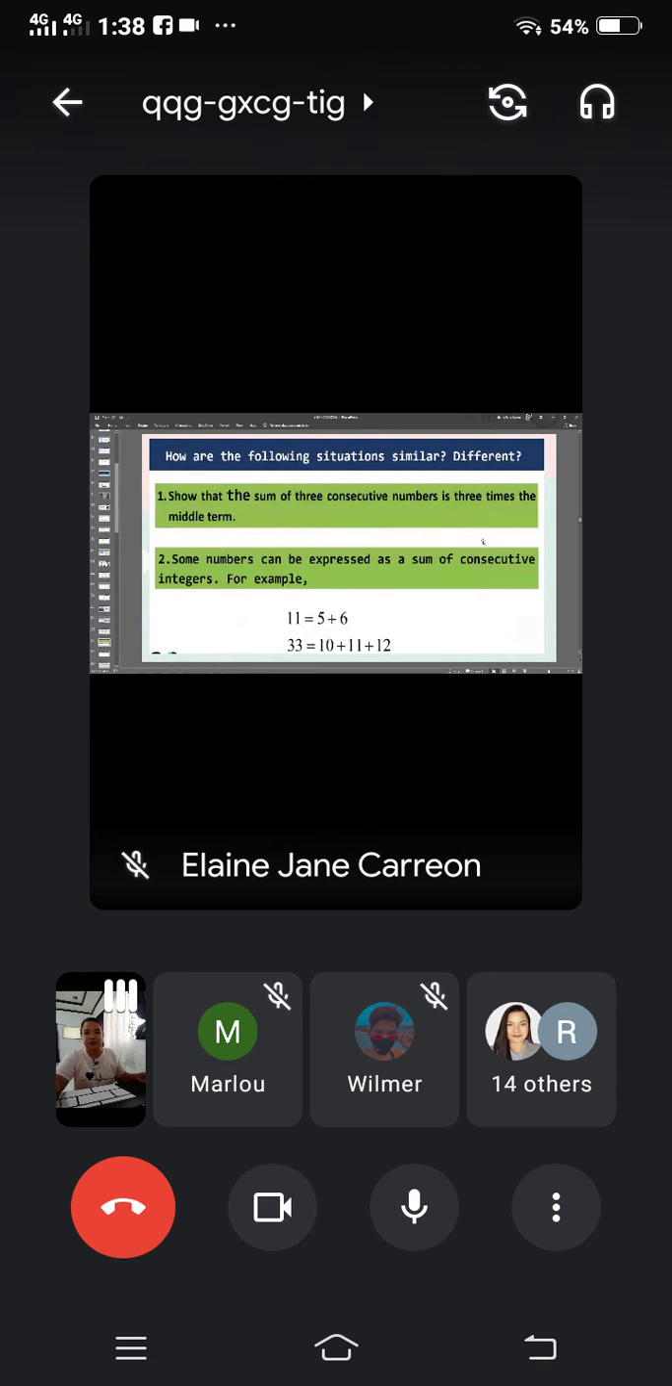So let's have these examples. Now, I want you to identify the similarities and the differences. Let me read the situations. Number one, show that the sum of three consecutive numbers is 3 times the middle term. Number two, some numbers can be expressed as a sum of consecutive integers. For example, 11 equals 5 plus 6. 33 equals 10 plus 11 plus 12. What can you say about the two situations? How are they similar and how do they differ from each other? Anyone?